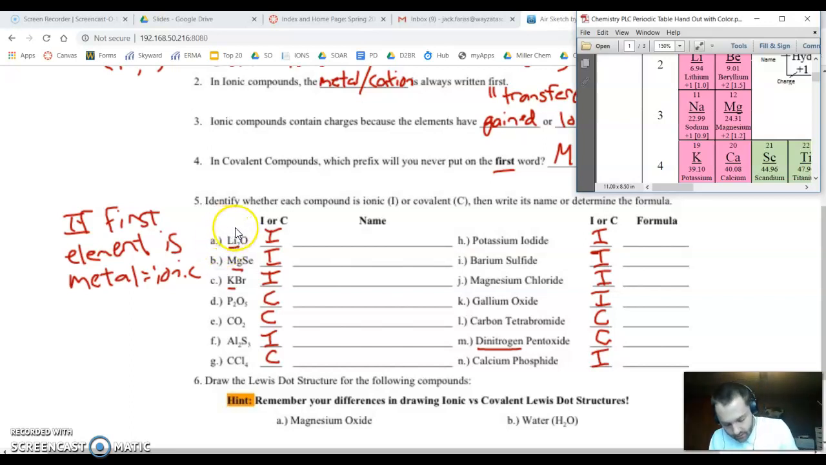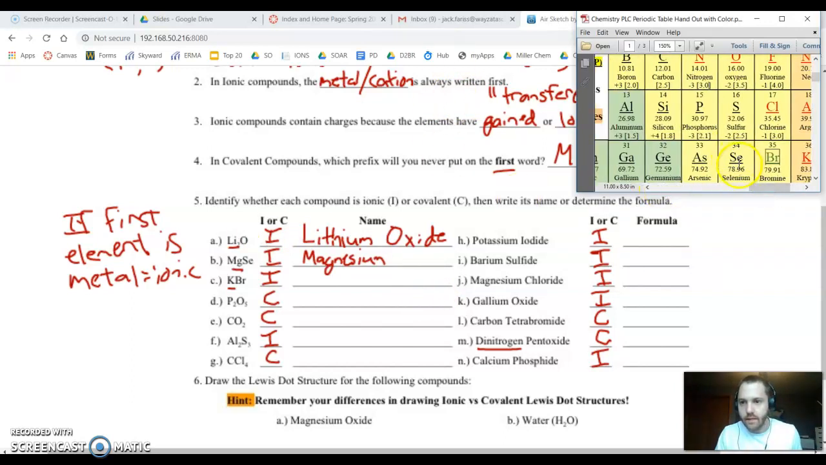Naming ionic is really easy. You're just going to write the name of the metal, so lithium. Sorry, my iPad seems to be glitching a little bit. And then oxygen becomes oxide. Life is good. Another one's ionic, so I'm just going to write the name. Magnesium. And then Se is kind of a weird one. We don't work with that one a ton, but you can see Se is selenium. So that just becomes selenide.